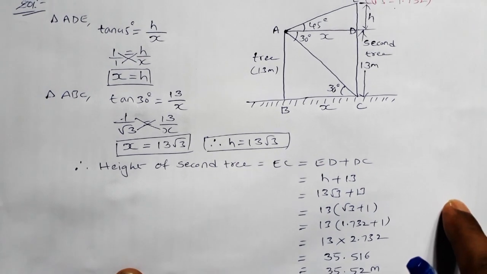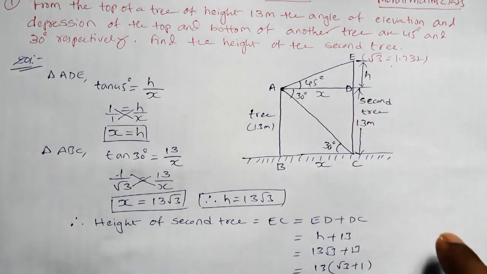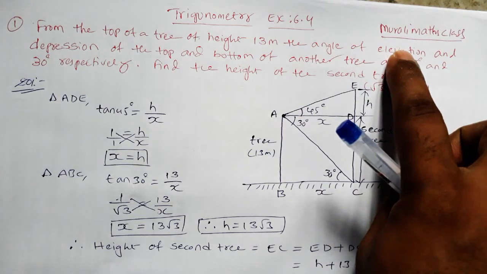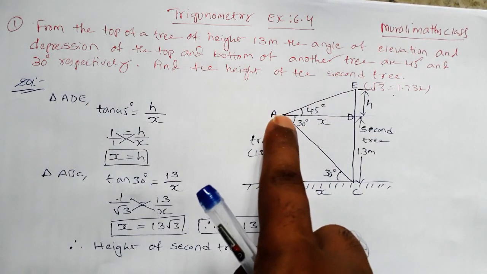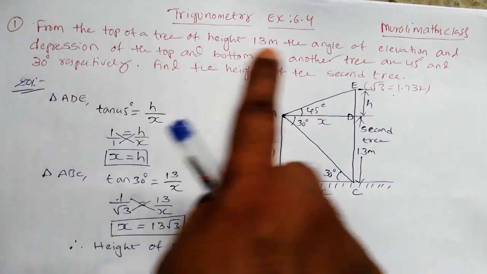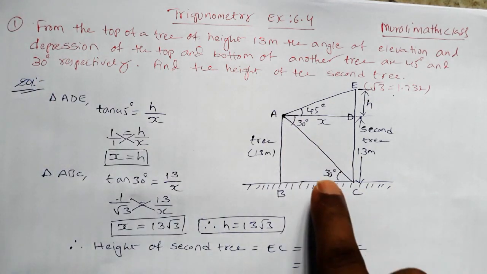Okay. So the first diagram is very important. Angle of elevation 45 degrees. Elevation means above the horizontal line, 45. Angle of depression is 30 degrees. Depression means below this one.